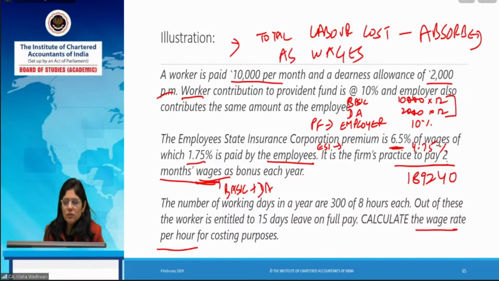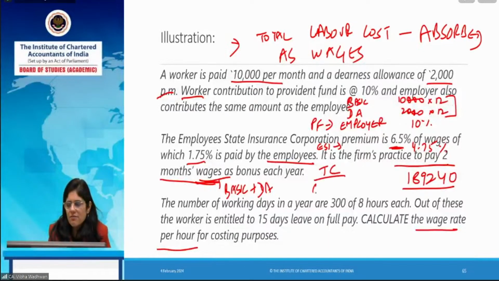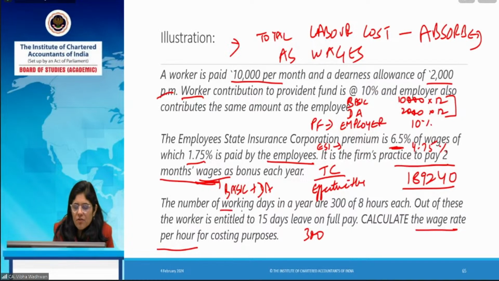189240 is the total cost divided by effective hours. It's always effective hours: total cost divided by effective hours. Effective hours means the productive hours only. So the number of working days is 300, of 8 hours each.